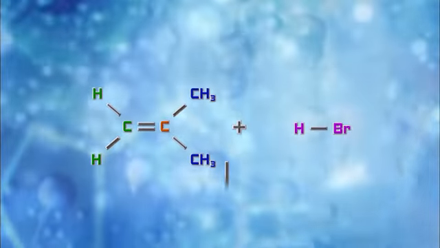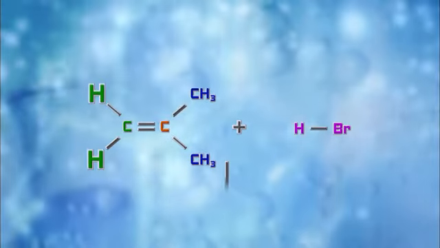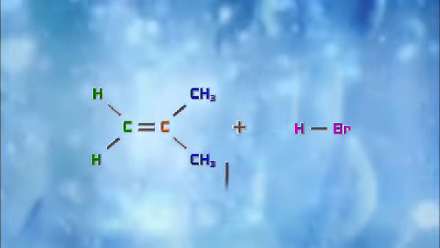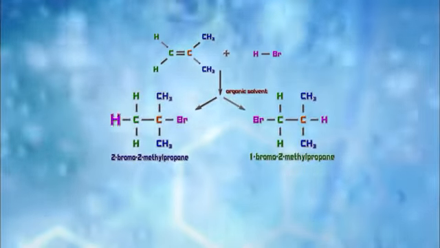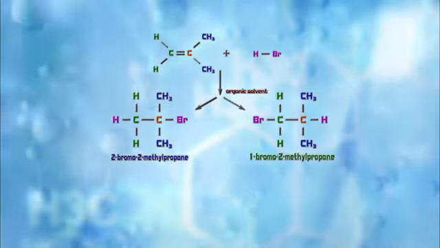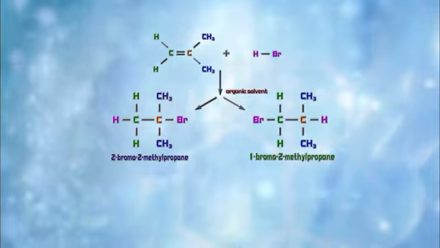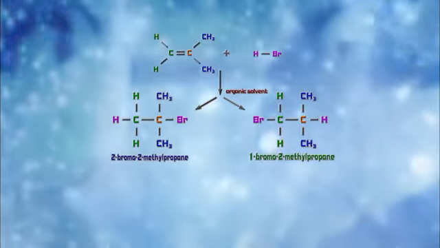Here, in the carbon-carbon double bond, the carbon in green carries 2 hydrogen atoms, while the carbon in orange has none. H goes to the green carbon, and Br to the orange carbon. 2-bromo-2-methylpropane is the major product. The reaction mechanism is depicted below.